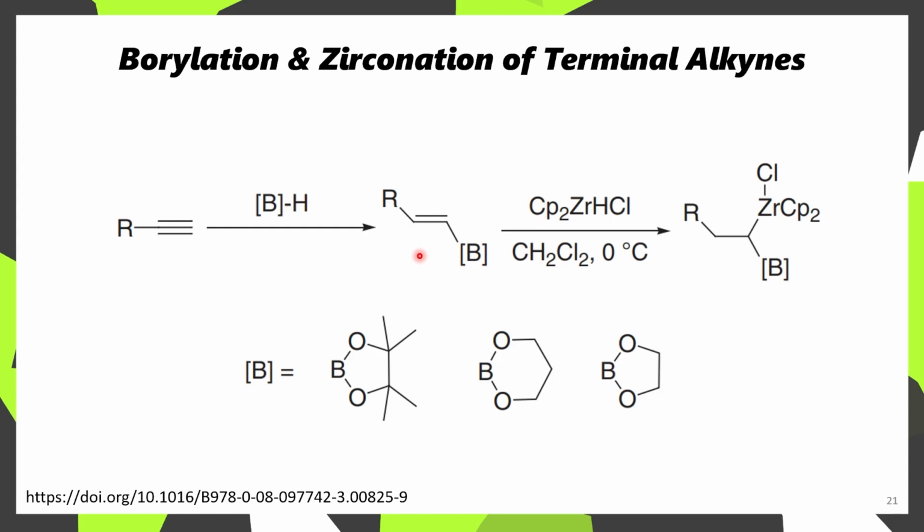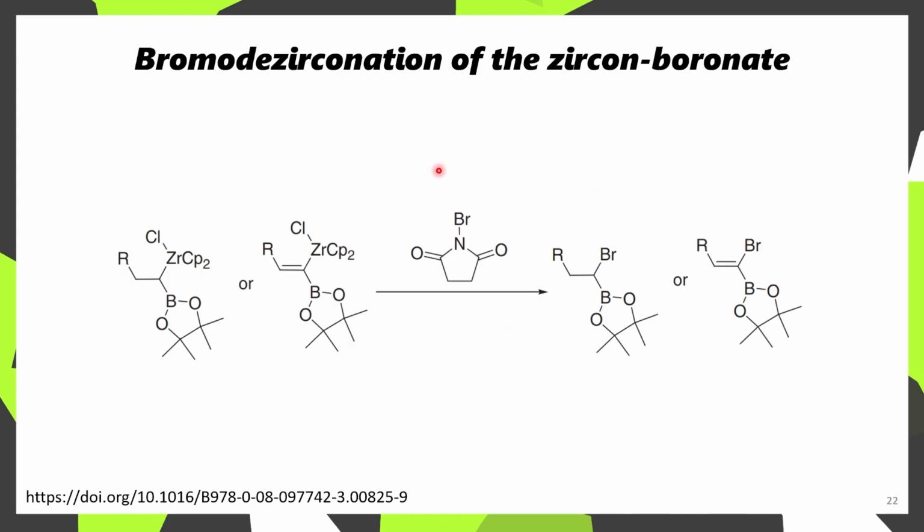Then, if you do hydrozirconation across this alkene, you'll have a geminal borozirconate, which you can then do multiple different types of chemistry with. One example of something you can do with either an alkyl or a vinyl borozirconate is upon treatment with N-bromosuccinimide, the zirconium will be displaced by the bromine, and you'll have this useful alpha-bromoboronate, or in this case, an alpha-bromo-vinyl boronate.